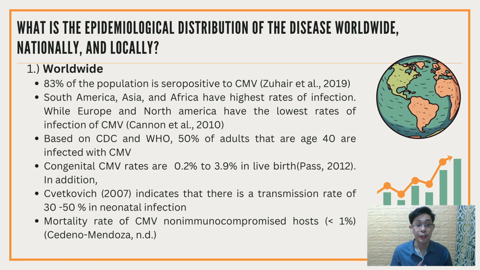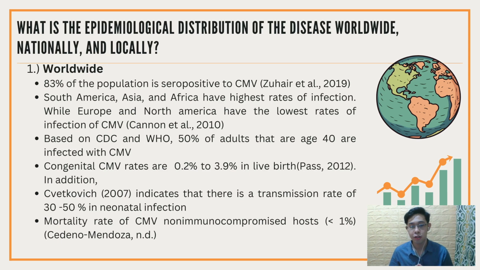With the viral characteristic of CMV being able to infect people of all ages, 50% of adults are infected by age 40, according to the CDC and WHO. For congenital CMV, rates range from about 0.2% to 3% in live births, as stated in the study by Pass done in 2012. Aside from congenital infection, a study by Shvetkovich in 2007 states that neonatal infection is also observed when primary infection occurs during pregnancy, with a transmission rate of 30% to 50%.